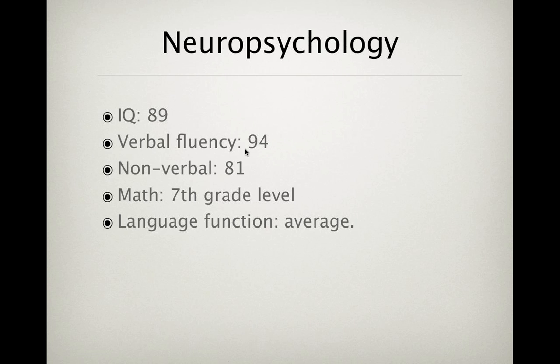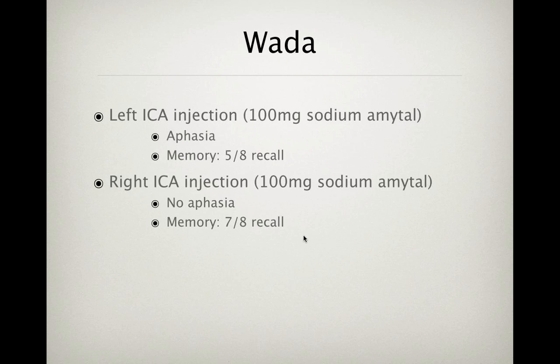So very important, had a neuropsychological evaluation, having IQ, low average of IQ, and you can see the scores here. Math was a 7th grade level, but a lot of people are bad at math, so I wouldn't take that with too much weight. And then average language function. So functioning adult, essentially, doing well, other than the seizures.